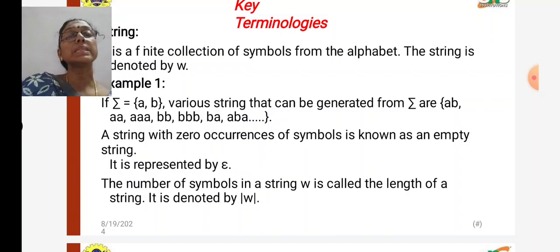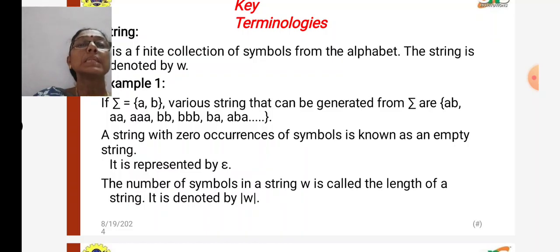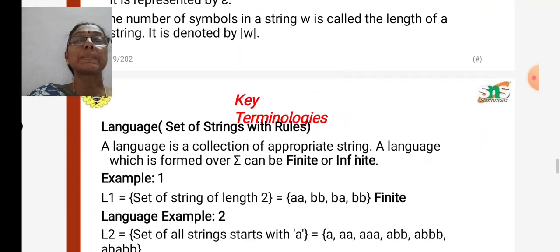A string with zero occurrences of symbols is known as an empty string, which is represented by epsilon. The number of symbols in a string W is called the length of the string. It is denoted by the length of W. That is how the length of a string is represented.